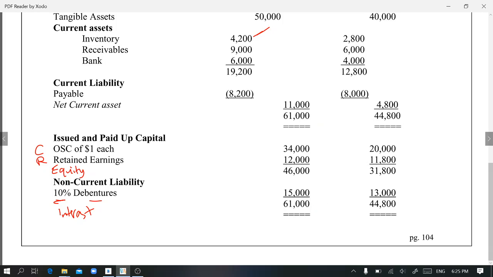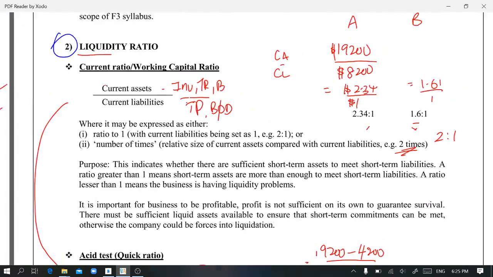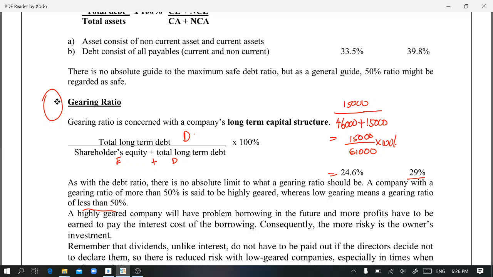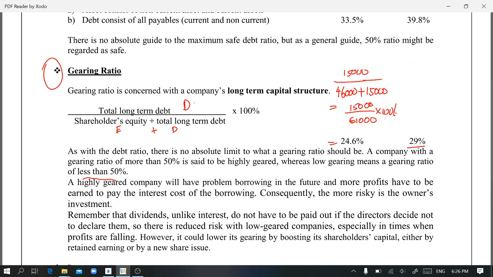Okay, so debt is 15. Is it high or low? Out of equity plus debt, which means out of the capital employed, in total they have 61,000 as capital. 15 is from debt. How many percent is that? It is 24%. Ideally, if it's less than 50%, it will be good. So 24 and 29, both below 50, both debt levels are low. Not high, low. Okay, but just take note.